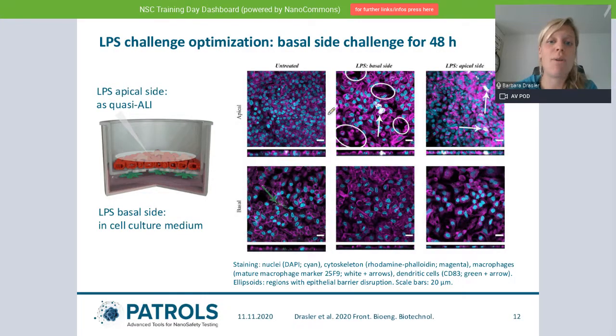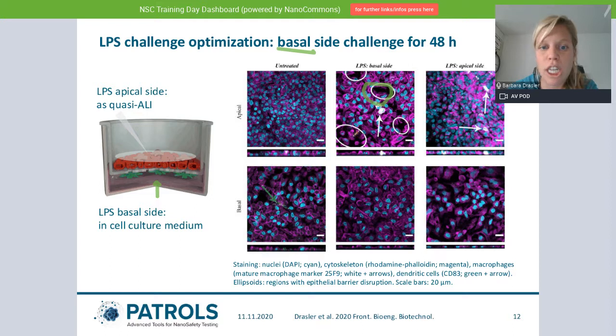So as a first thing, I wanted to show you that basal site of application, meaning applying LPS in the medium, creates a more prominent pro-inflammatory condition in the tissue. It makes sense because this really resembles a systemic inflammation. We can see here with those white circles in the middle panel that applying LPS for 24 hours in the basal compartment creates those holes in the tissue, which we can see here, where cells are marked, actin is marked, cytoskeleton in pink and nuclei in blue.